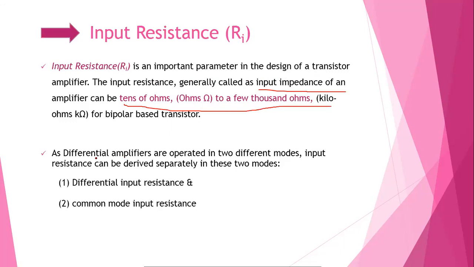We know that differential amplifiers are operated in two different modes, differential mode as well as common mode. Here the input resistance can be derived separately in these two modes. The first one is the differential input resistance, which is calculated when the differential amplifier is operated in differential mode. The other one is the common mode input resistance, which is calculated when the differential amplifier is operated in common mode.